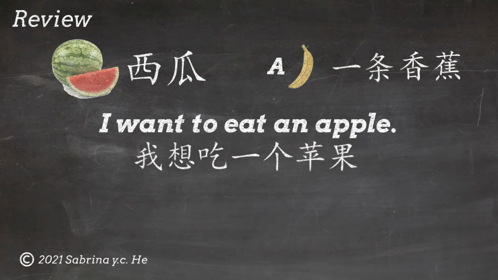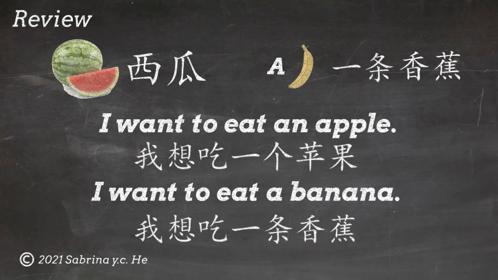I want to eat an apple. 我想吃一个苹果. 我想吃一个苹果. I want to eat a banana. 我想吃一条香蕉. 我想吃一条香蕉.